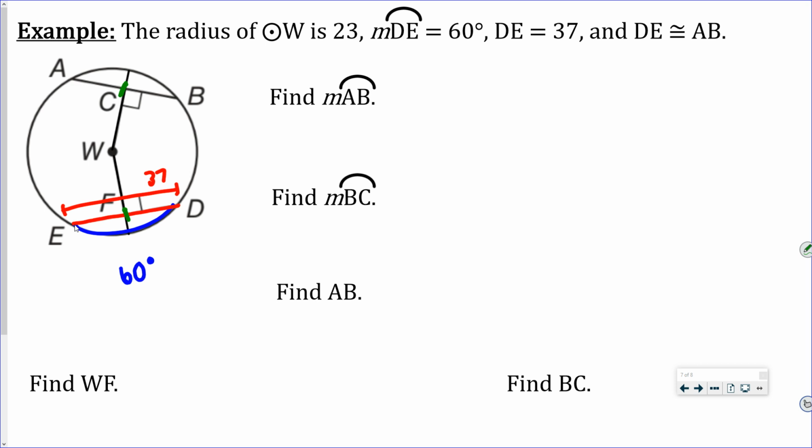Okay, this kind of goes back to that first thing we were talking about. If the chord lengths are congruent, that means these arc lengths are also going to be congruent. So right away, it asks you to find the measure of arc AB. It's going to be the same as ED. Since those chord lengths are congruent, it's going to be 60 degrees.